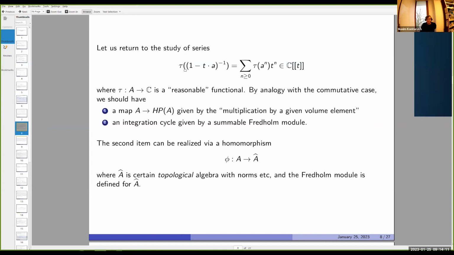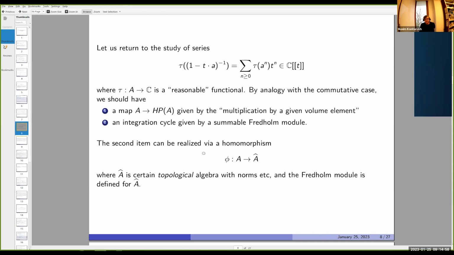I recall to you that I was interested in this generating series of some traces, a_n applied to power n, a generating series for an element a of the algebra, when tau is a reasonable trace function. Yeah, so I recall that in the commutative case, we construct this trace function in two steps. We have a certain map, multiplication by the volume element, whatever it means, and it should be a map from the algebra to periodic cyclic homology. And then we should integrate over some integer homology class, which will be replaced by a summable Fredholm module.